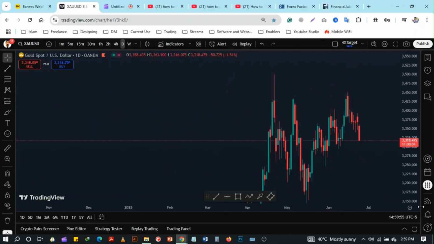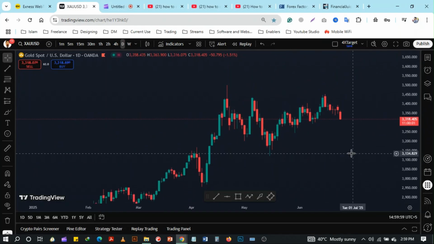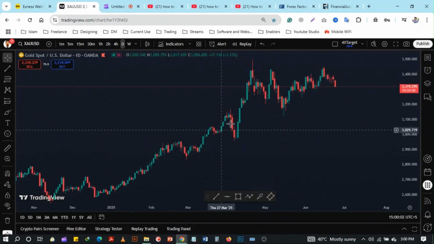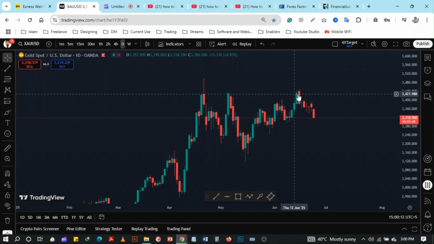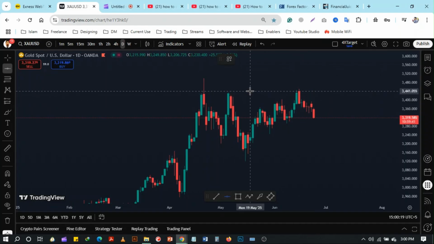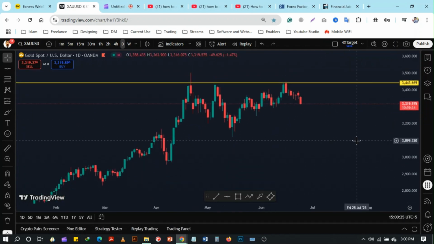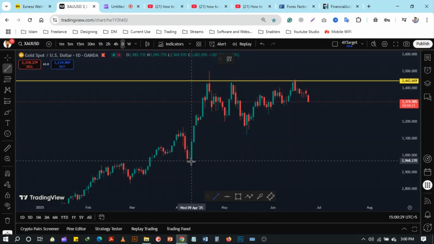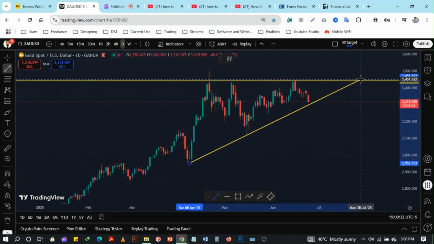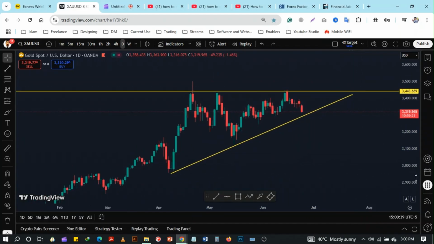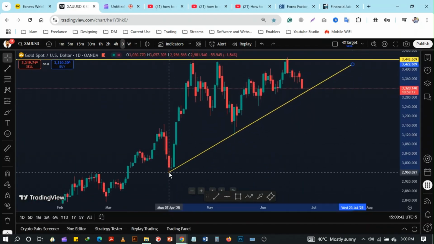On the daily chart, the price is currently in a strong uptrend. However, we can observe that the price has been rejected 3 times from the same zone, indicating the formation of a key resistance area. Additionally, the market has bounced multiple times from a rising trend line, which suggests that the trend line may continue to act as dynamic support. As long as this trend line holds, there's potential for bullish continuation.